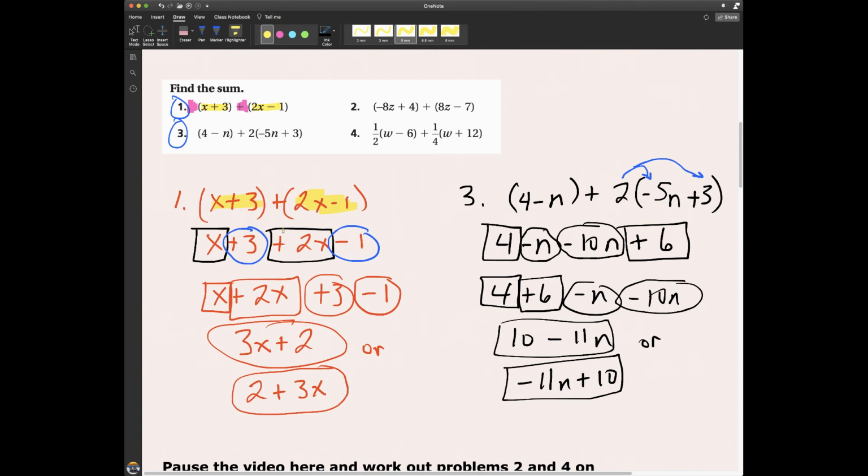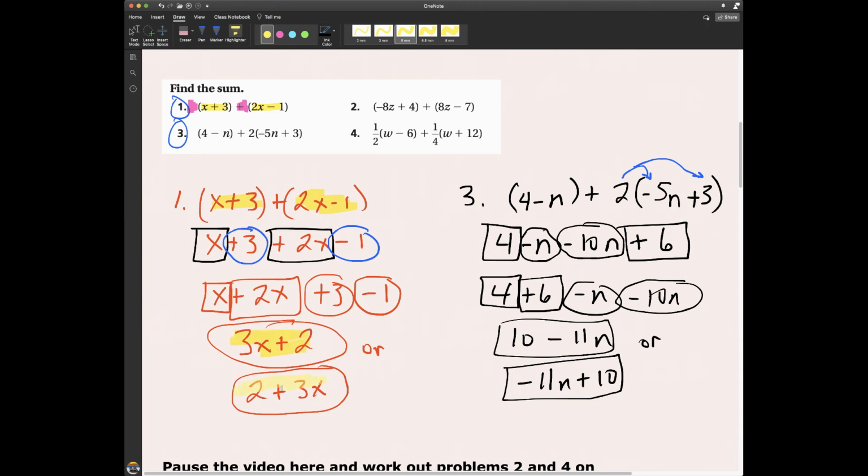And then this problem looks just like problems from section 3.1. So I have to follow the steps. I identify the like terms, which I did. I put the like terms together, which I did, and then I combine them, which I did, and I got an answer.